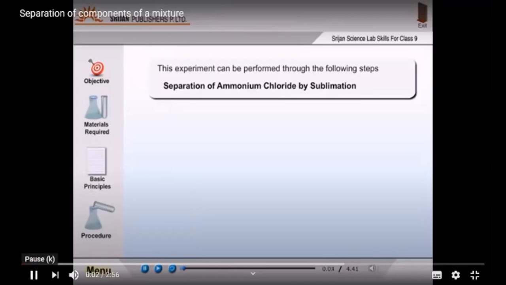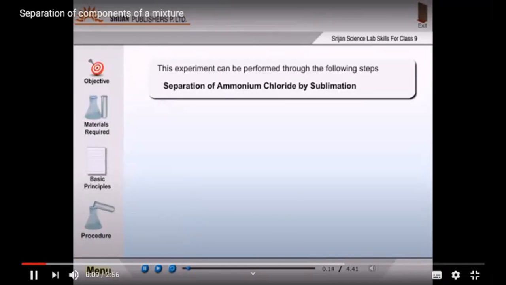This experiment can be performed through the following steps. Separation of ammonium chloride. Can any one of you confirm whether you can hear the audio of this video? Yes, sir, we can hear the audio. Okay, thank you. Just listen carefully, and then we will move to the next exercise.